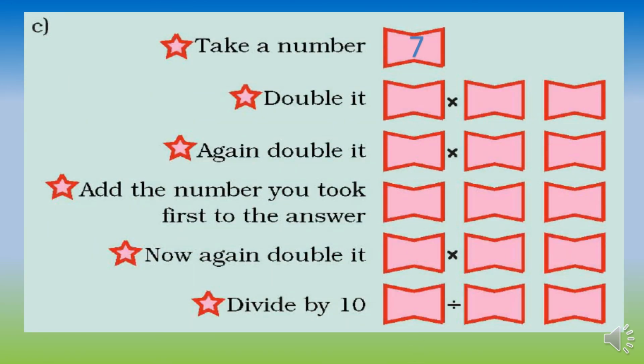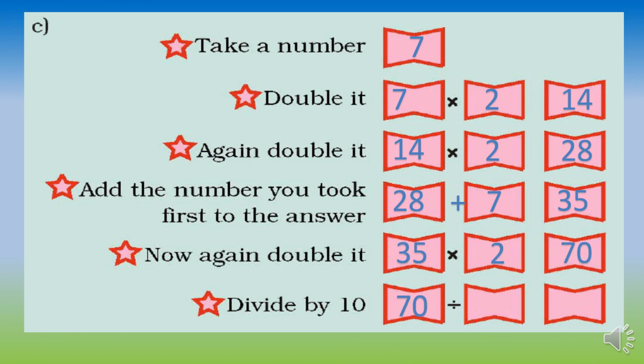Now take a number, we'll take 7. You can take your number also. Double it, that is 7 2s are 14, then again double it, 14 2s are 28, add the number you took first to the answer, that is 7, so we'll get 35. Now again double it, 35 2s are 70, now divide it by 10, we will get 7 again.